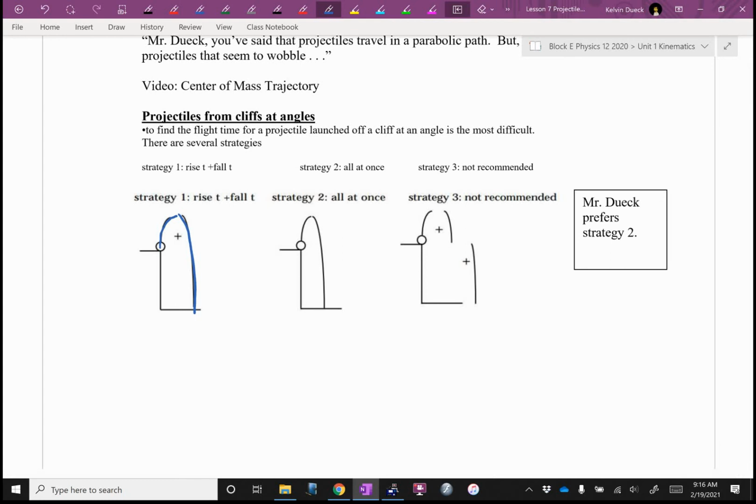A second strategy to find the time of flight would be to do it all at once. I'm lazy. If I can do it in one step, I'm going to do it in one step, even if it's a more tough procedure. Third strategy would be to find the time to top, double it to get the time back down to the cliff, and then find how much time it takes from there down to the bottom. I don't really recommend that.